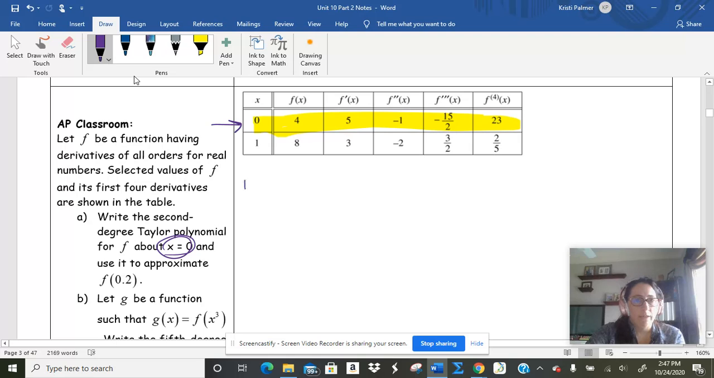So first I'm going to go ahead and get that second degree Taylor polynomial. And if I'm about 0, there's no minus, which is nice. So that's to the second degree. And then it wants me to approximate f of 0.2.